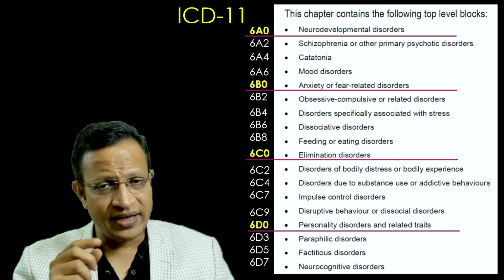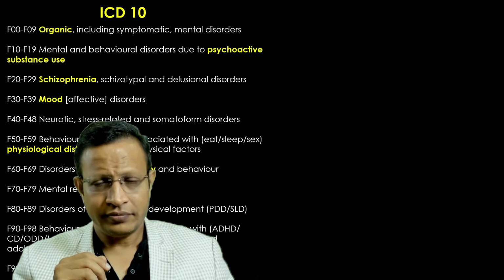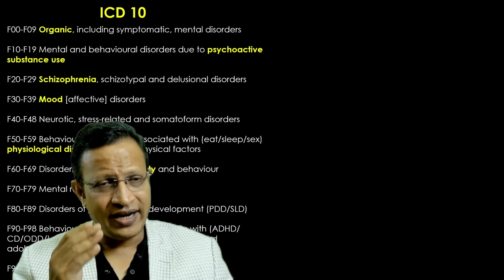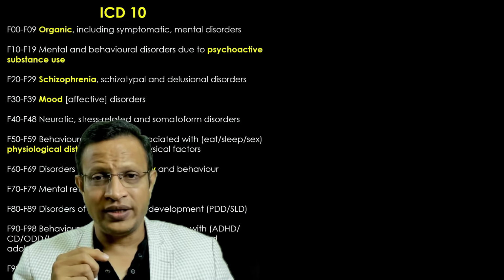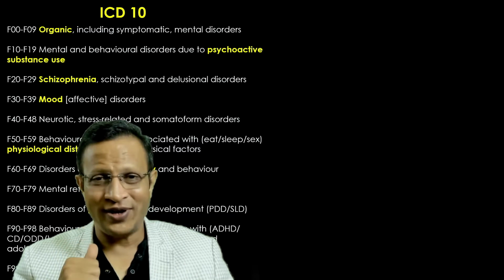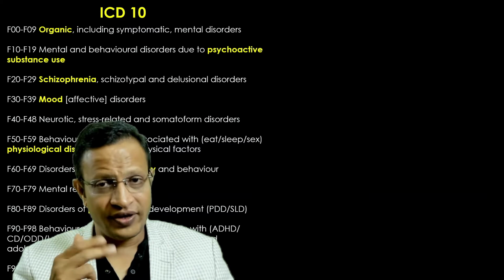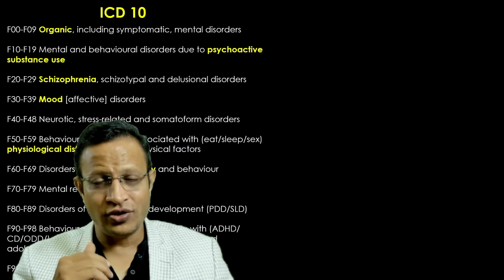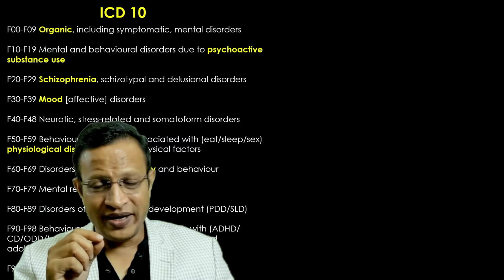Now let's compare this ICD-11 with ICD-10. If you look at ICD-10, there were 11 chapters, numbered from 0 to 9. The 0 starts with the Kraepelin classification, that is, it starts with organic disorders. Second is substance abuse. Third is schizophrenia. Fourth is bipolar disorder. Fifth is neurotic disorders. Sixth, personality disorders. That means there is a way it has been arranged.